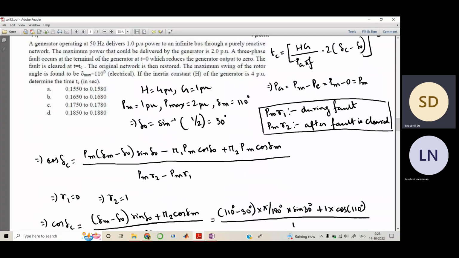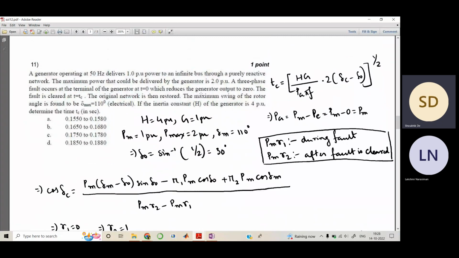So this is your critical angle, the load angle at which the breakers operate, this delta C. There is a detailed derivation using the equal area criterion if you see the textbooks. So this is the formula. This will be Pmax into R1, where R1 is nothing but a numerical coefficient, during fault, and Pmax into R2 is after the fault is cleared.